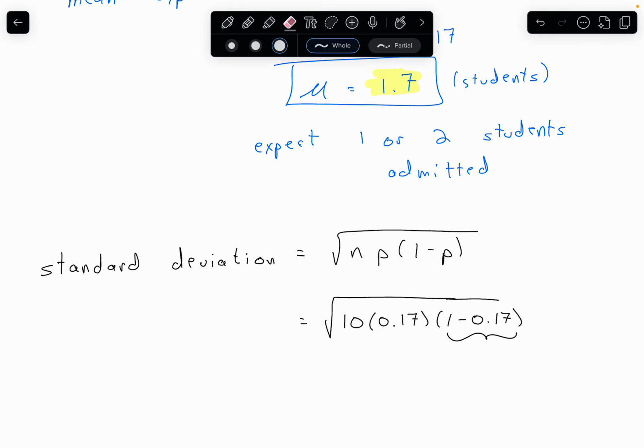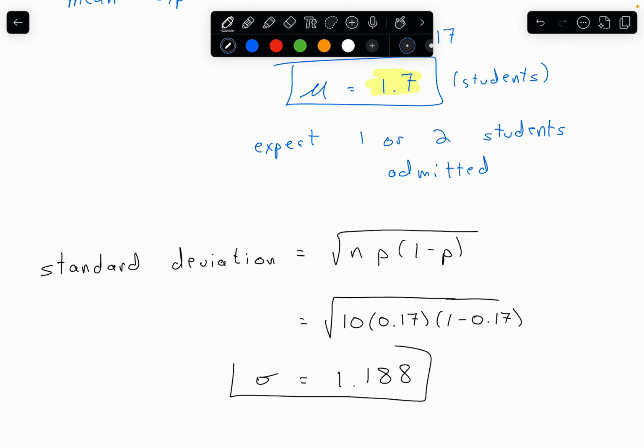Or if you're okay typing this all in the graphing calculator at once, I would just say, please make sure that this part right here is in parentheses, otherwise you will make a mistake. It's an easy way to make a mistake in these problems. But I'm going to grab my graphing calculator and say the square root of 10 times 0.17 times 0.83, which should give me 1.188 if I round to 3 decimal places here. So my standard deviation is 1.188. And this is describing the typical spread, or the typical amount that a data value is away from the mean, in terms of standard deviations.